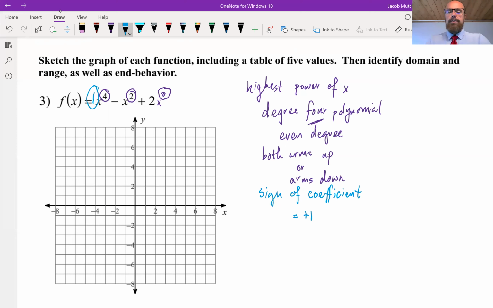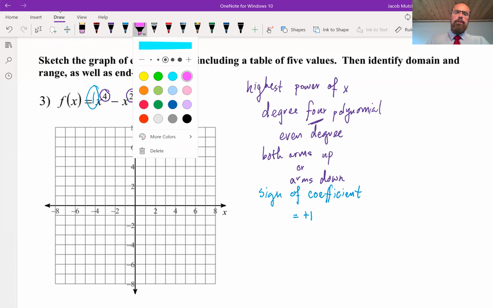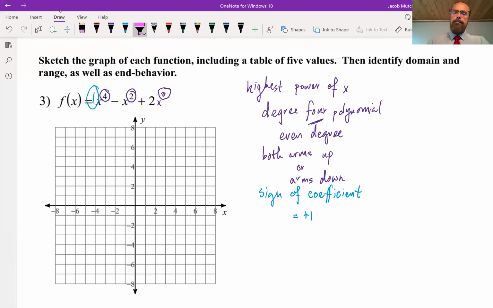So when I notice that I have a positive leading coefficient, the way that I'll interpret that is that it is going to have both arms opening up because the leading coefficient has a positive sign. Again, I don't really know what that graph looks like, but something that has both arms opening up. So I'm just going to put a quick sketch just to record my initial prediction. And then let's follow up with our table.